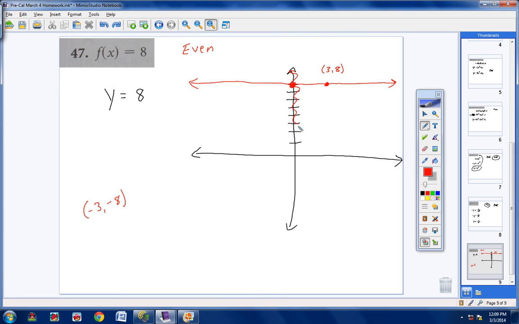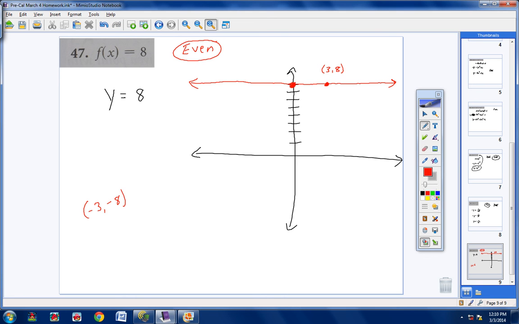If you were to fold this on the y-axis, then this part of the graph would fall right on top of this. But then if you were to fold it on top of the x-axis, this would fall over here on top of nothing. Okay, so we do not have origin symmetry, thus we do not have an odd function, but we do have an even function.